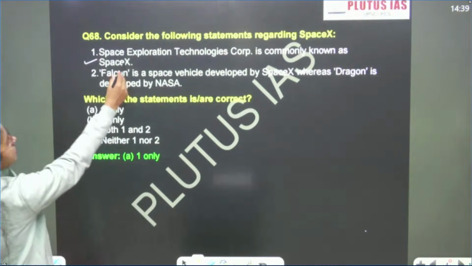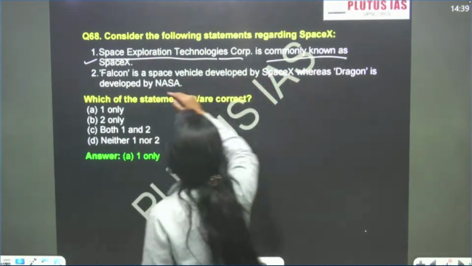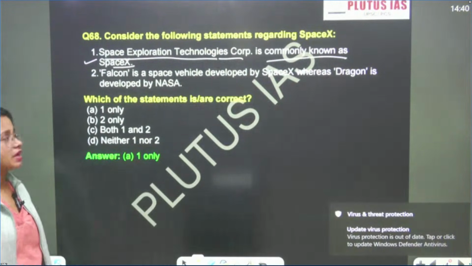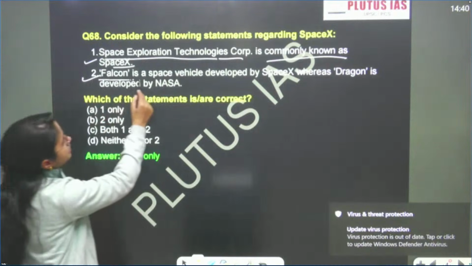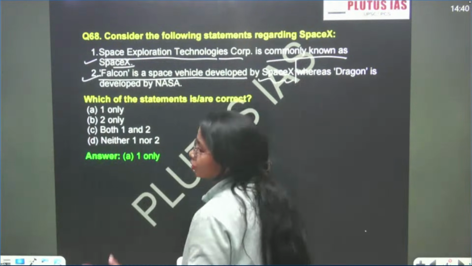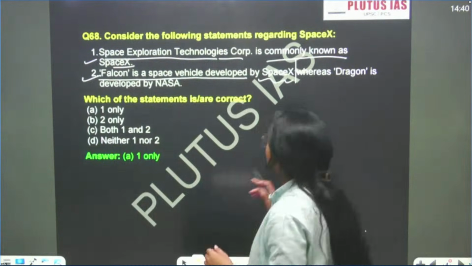First, the space exploration technology company is commonly known as SpaceX. Yes, that is a basic thing about SpaceX, right? Then second, the Falcon is a space vehicle developed by SpaceX. Okay, this is the first part. That's how you solve the question, by just breaking that particular statement into two separate things.